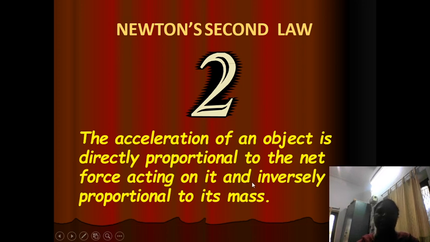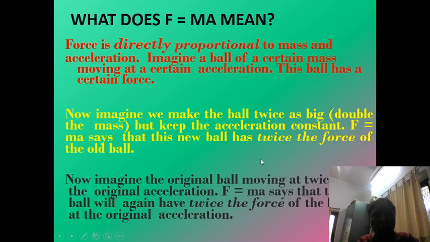If you see the relation between force and acceleration, F is directly proportional to a. That means if acceleration is more, the force applied should be more, or if the force applied is less, the acceleration of the body will also be less. So what does F = ma mean? That means force is directly proportional to mass and acceleration.